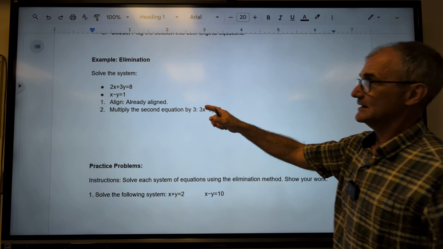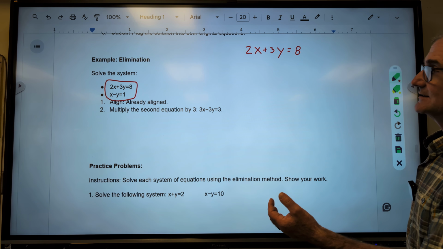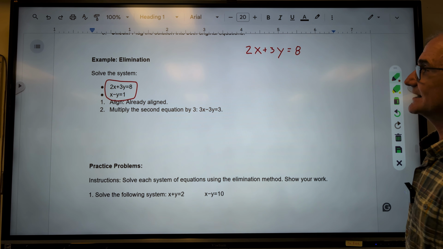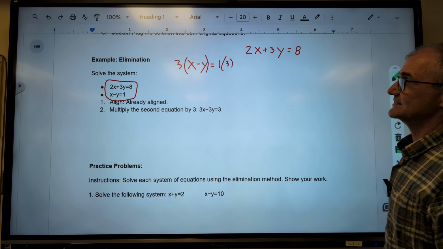But if I multiply that second equation, so I have 2x plus 3y equals 8, I need to get rid of the x or the y. I think I'm going to multiply this thing by 3. x minus y equals 1. I'm going to multiply both sides by 3, and I'm going to do that so that my y's will cancel.